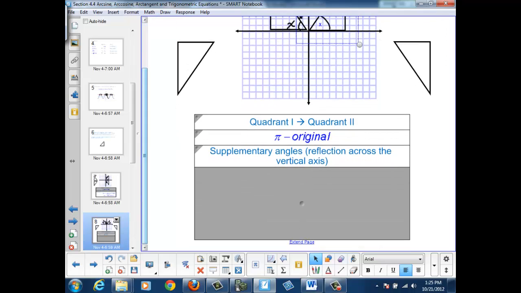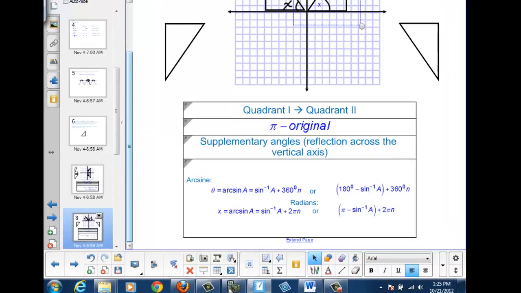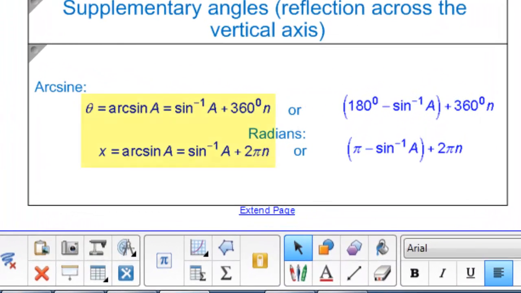The formula here, our arc sine is either the original inverse sine plus trips around the circle, or it's the supplementary angle which we obtain by subtracting the original angle from pi, or 180 degrees, plus those additional coterminal angles.